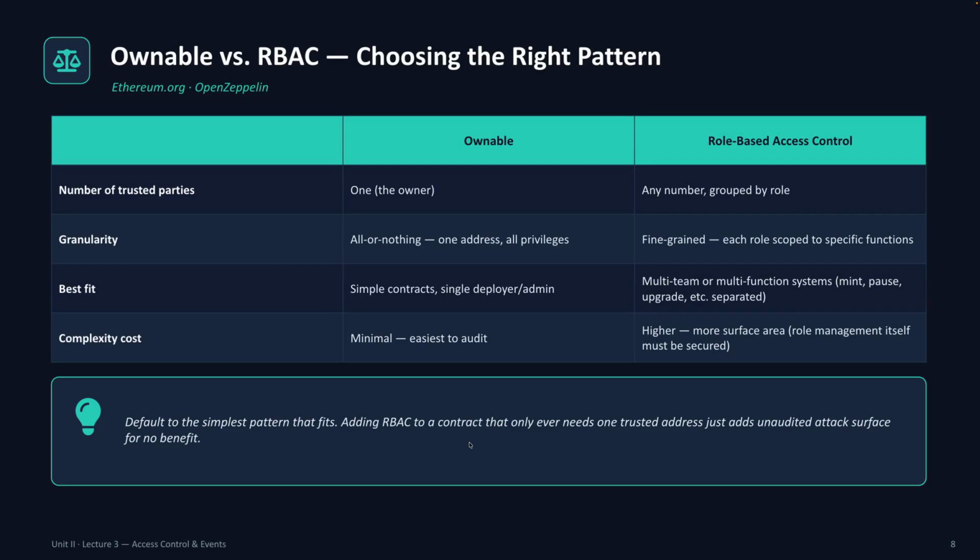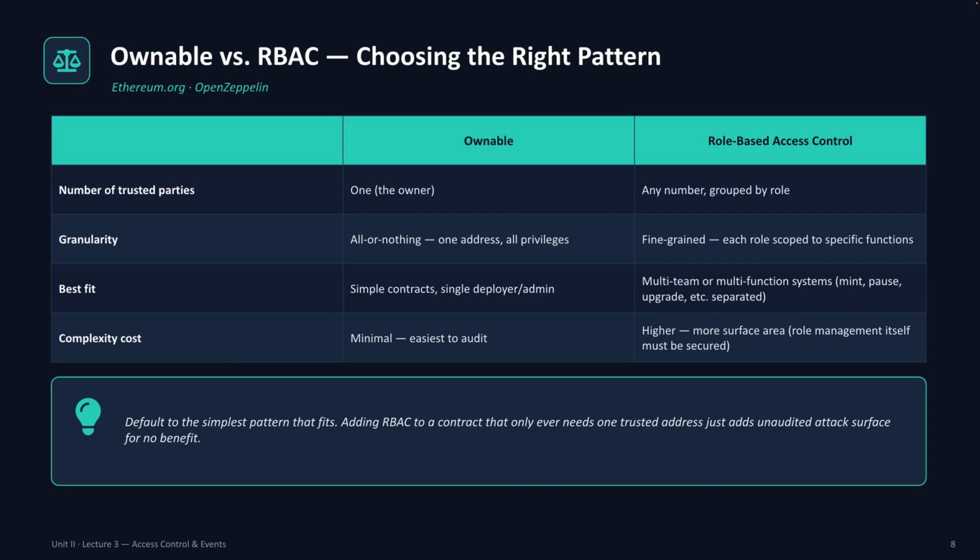Let us now look into the Ownable pattern versus the role-based access control pattern and decide when to choose one. When the number of trusted parties is only one, it is recommended to go with the Ownable pattern. Whereas, if the number of trusted parties can be any number, in that case, you are recommended to go with the role-based access control pattern. If you need fine-grained control over your smart contract, that time go with RBAC. Whereas, if you need an all-or-nothing kind of pattern, go with Ownable.